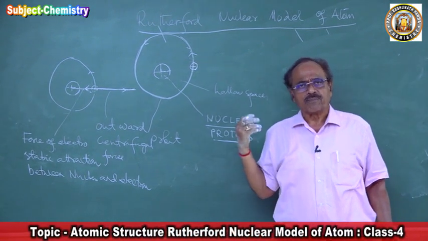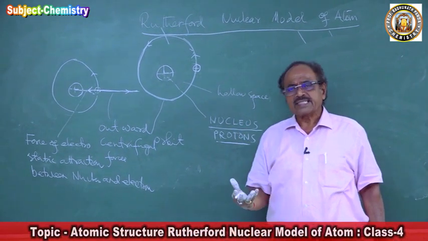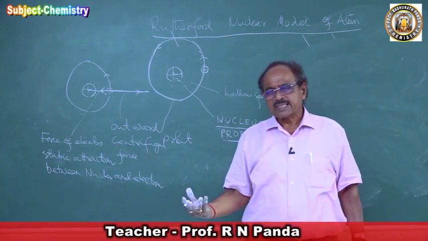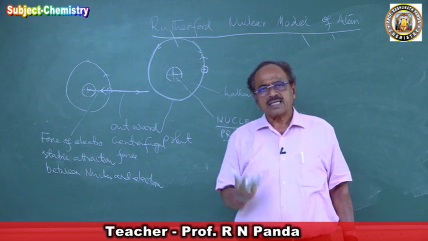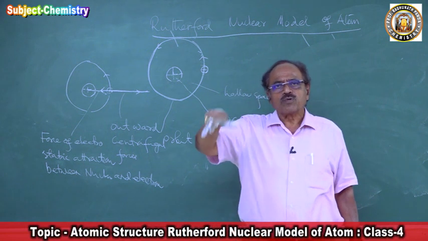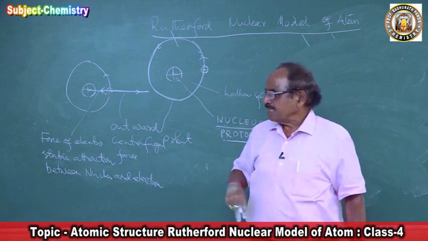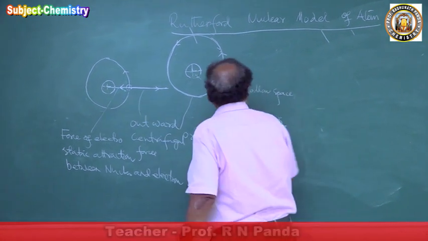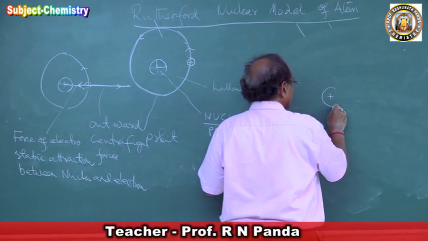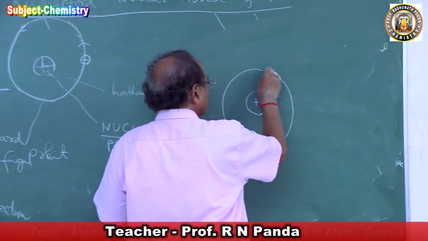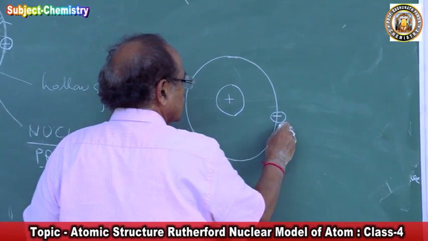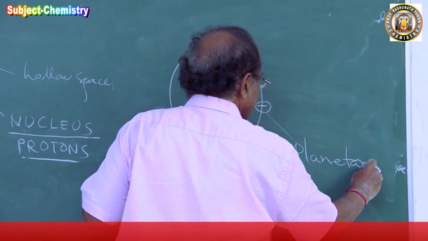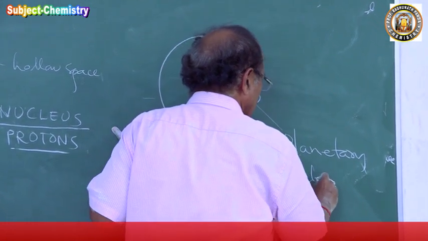The solar system. The sun is compared to the nucleus. The nucleus is just like a sun. The sun is there and all the planets are moving around the sun; here also the electrons are moving around the nucleus. Hence, inside the atom, just like a solar system, there is a nucleus and the electrons are moving around it. So he called these electrons planetary electrons.